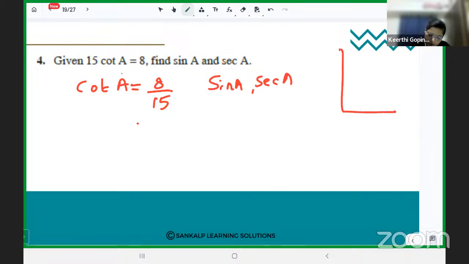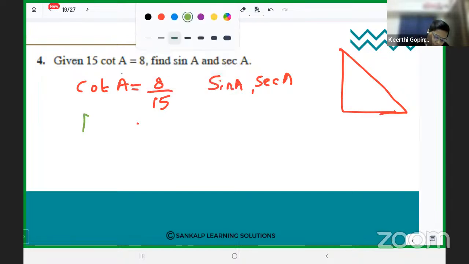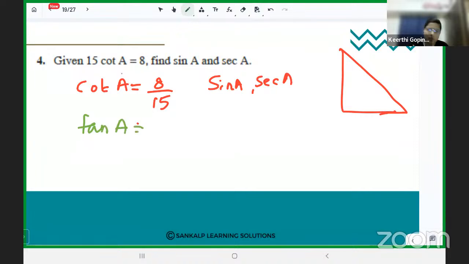Okay. So for that we need a right triangle, right? So since cot A is 8 by 15, what can you say about tan A? Tan A is the reciprocal of cot, right? So we can just reverse the ratio. So 8 by 15 will become 15 by 8. Tan A is equal to 15 by 8. Okay. So here we are discussing about angle A. So let this be B and this one is A, this be C.